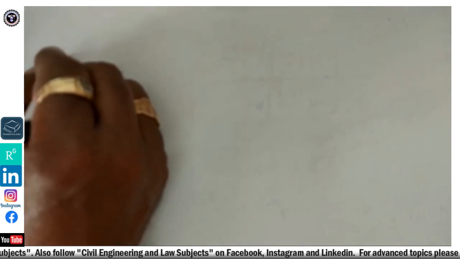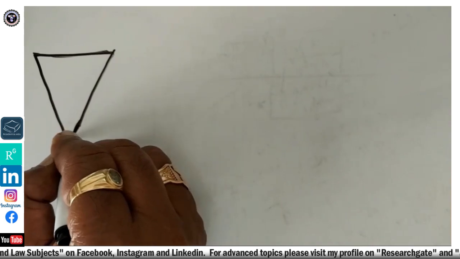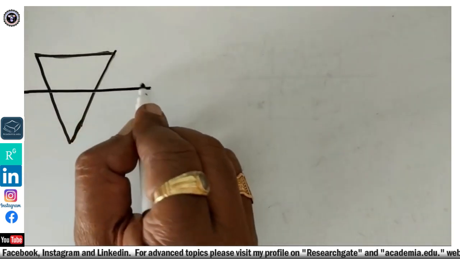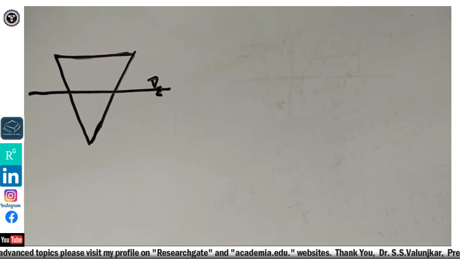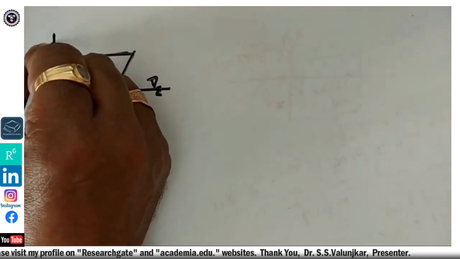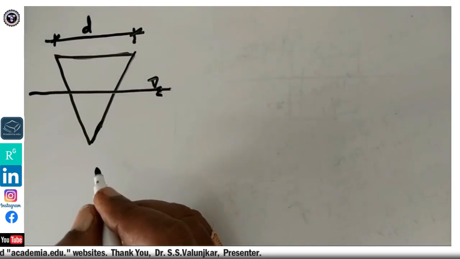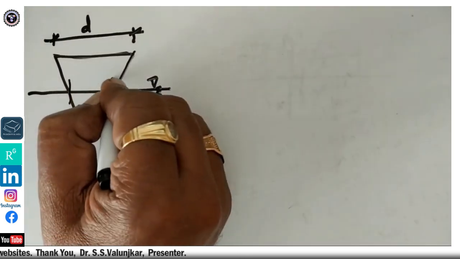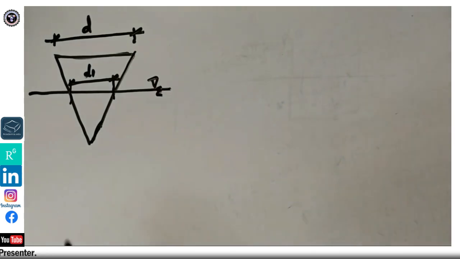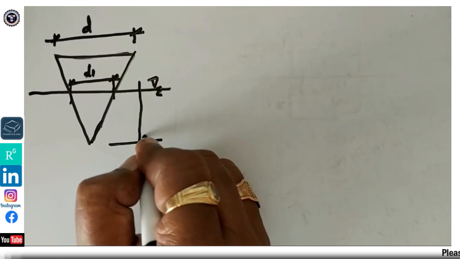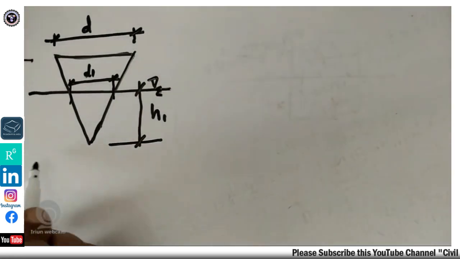This is the cone, apex downwards, floating in water. Let us say this is small d, and at the water surface this diameter becomes d1. Let this height of water surface be h1 and the total height of the cone is h.